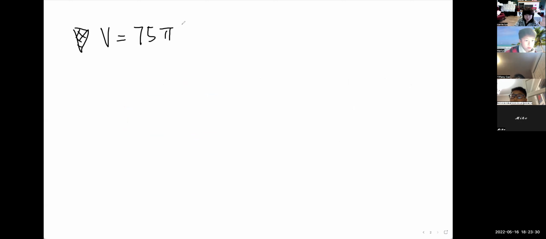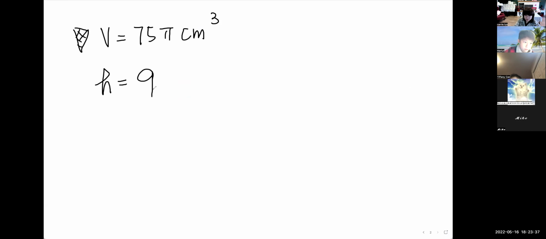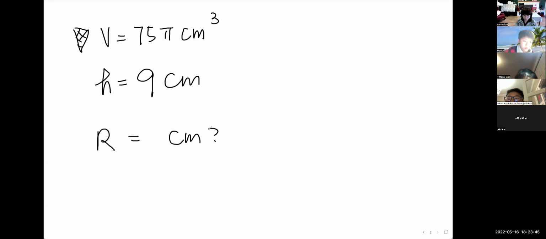The volume is 75 pi centimeter cube, and we know the height for this question is still 9 centimeters. What is the radius of this cone? Okay, everybody calculate it.